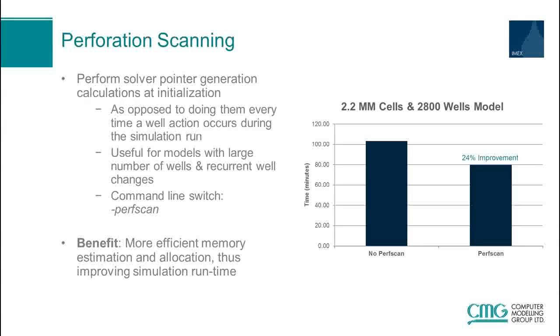What this does is it means that it doesn't have to regenerate that every single time it comes across one of these. Now, in models with lots of wells, such as the one that is shown here, 2.2 million cells, 2,800 wells that were defined at different points in the model, you can see quite large improvements just through this one option. In this case, 24% improvement in the runtime.